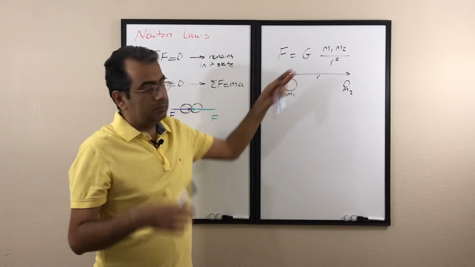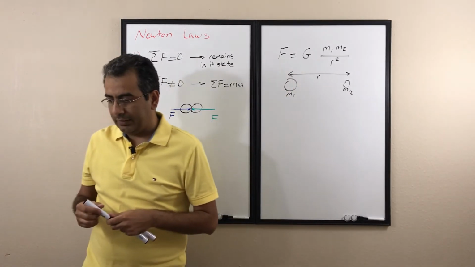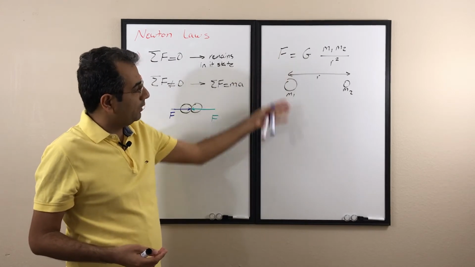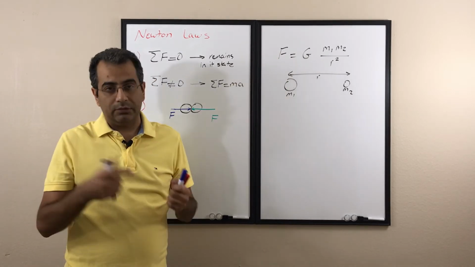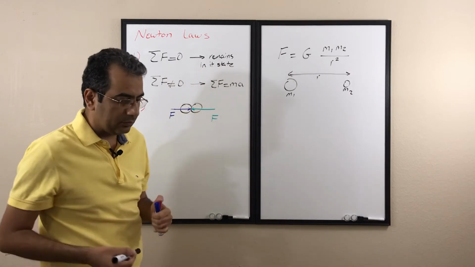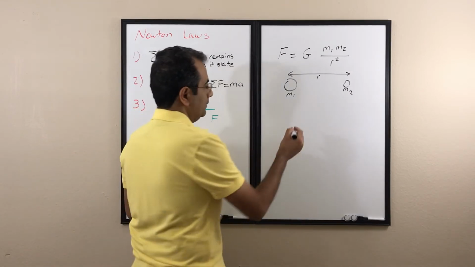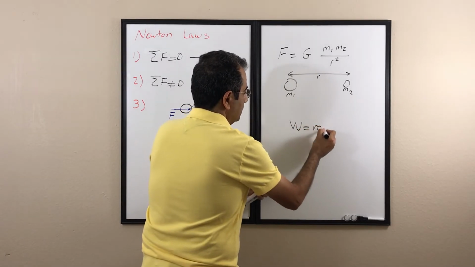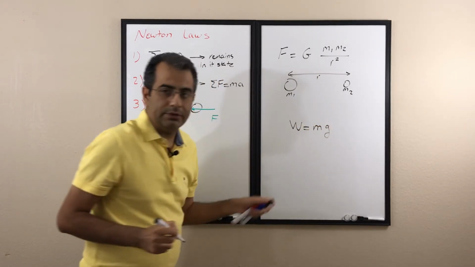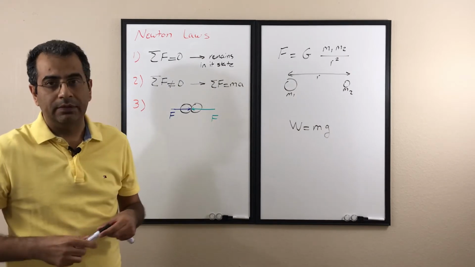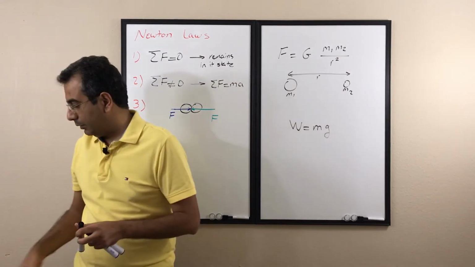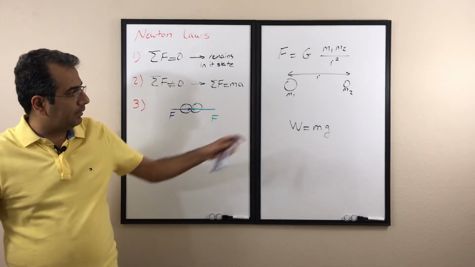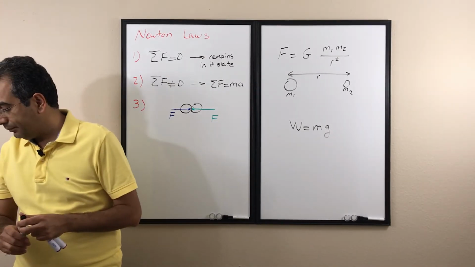The capital G is a constant value, and as a result, if we simplify this equation, we get the very famous equation that we are going to use throughout this course, which is basically that the weight is mass times gravity, mg. Later on I'm going to talk about that equation more.